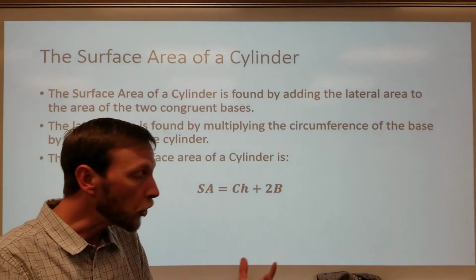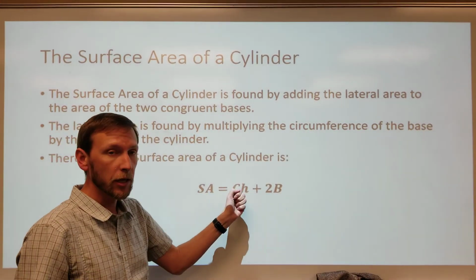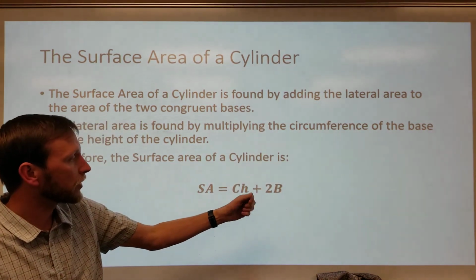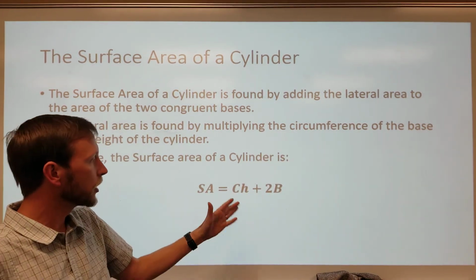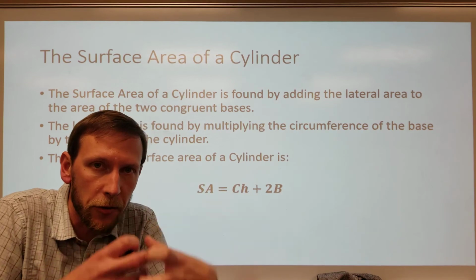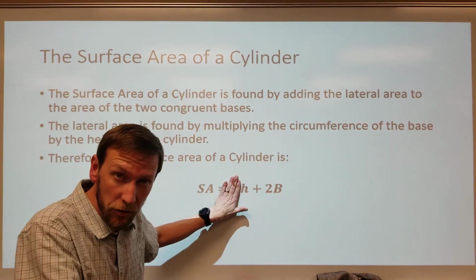I don't want you to worry about that. If you know the circumference, and if you know the area for a circle, if you know those formulas, then we don't have to memorize a special formula for cylinders. It's the same as the formula for prisms.